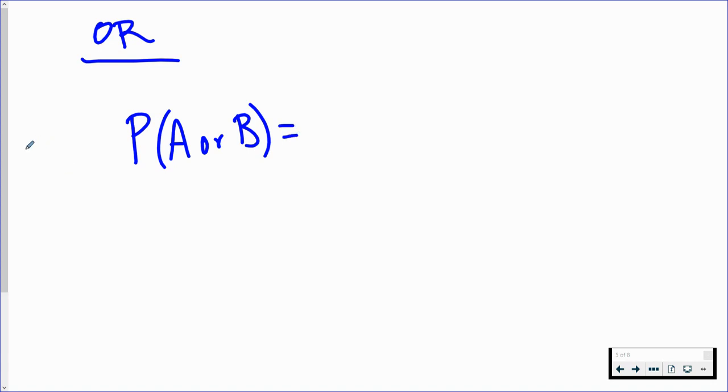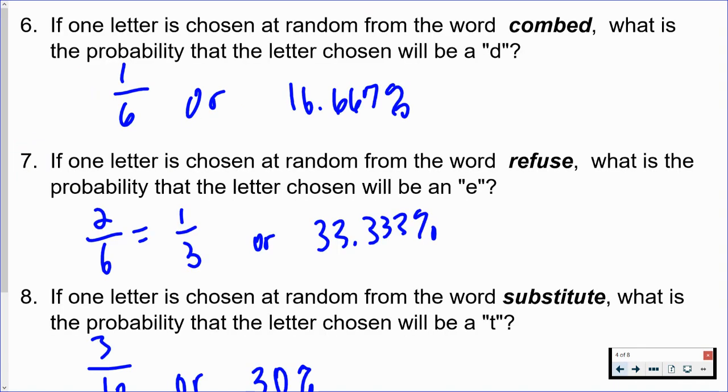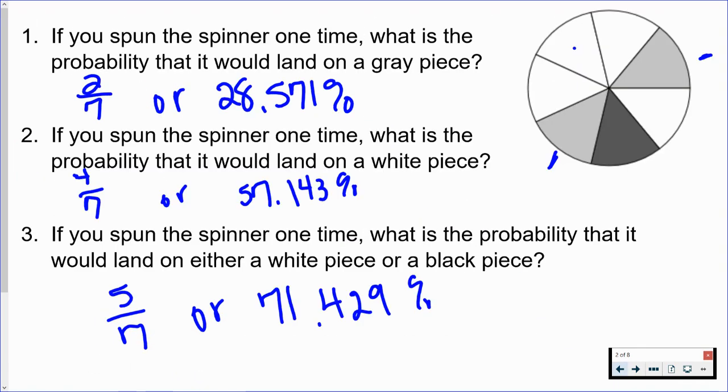First of all, if your events are what we call mutually exclusive. Okay, so that means that they cannot occur at the same time. So think back to when we did the problem with the spinner. I'm going to go back and show us this one again. So when we did the problem with the spinner here, we actually had an OR equation, and we didn't really know it because we didn't have to worry about both of these happening at the same time. This is what's called mutually exclusive. One of these pieces could not be both a white piece and a black piece at the same time.